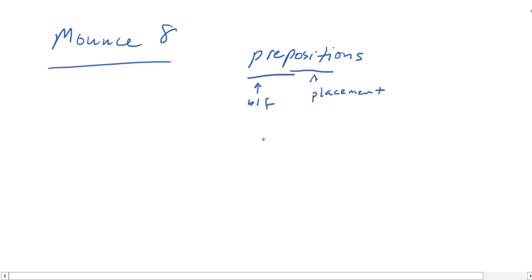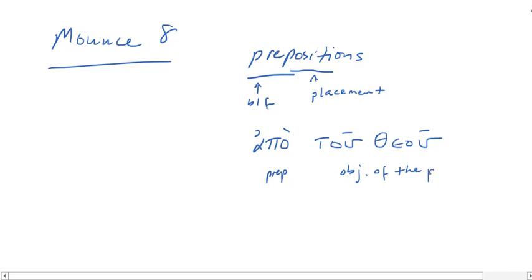So let's take an example. Apo tou theou. What does theou mean? God, right? Apo, I'm going to put it should be an acute accent, but with the word following, it turns to the grave accent, right? So apo is my preposition, and tou theou is what's called the object of the preposition. Okay?